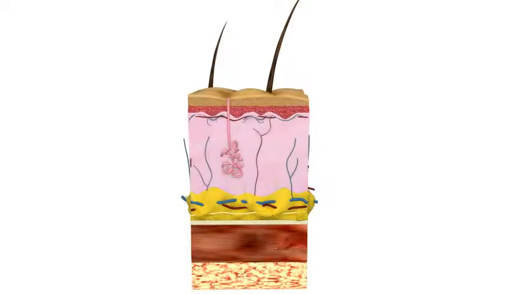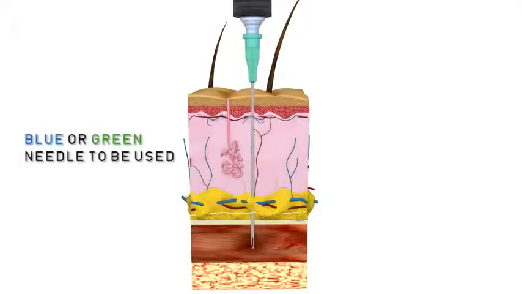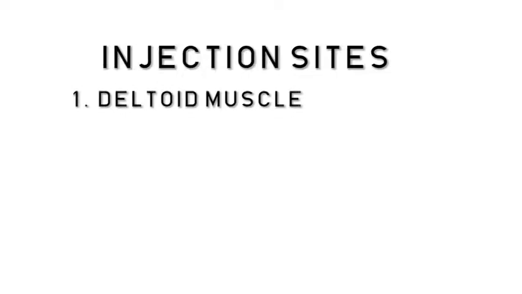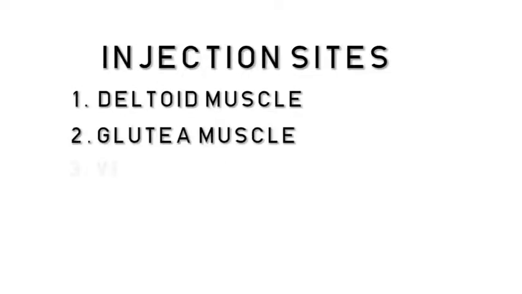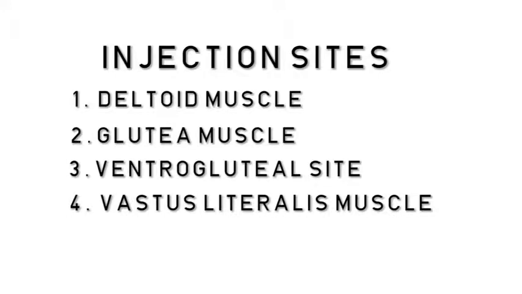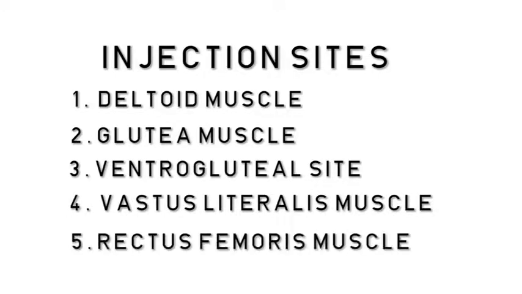The intramuscular route is used when a rapid systematic action is required. The nurse must consider whether a blue or a green needle should be used to access the muscle of this patient without hitting the periostal layer of the bone. The intramuscular injection can be injected on 5 sites: on the deltoid muscle, the gluteal muscle, the ventrogluteal site, the vastus lateralis muscle and the rectus femoris muscle.